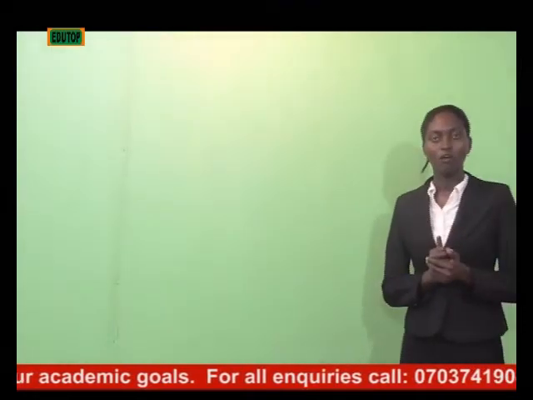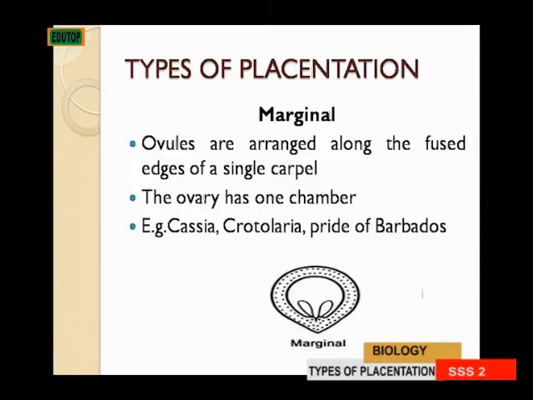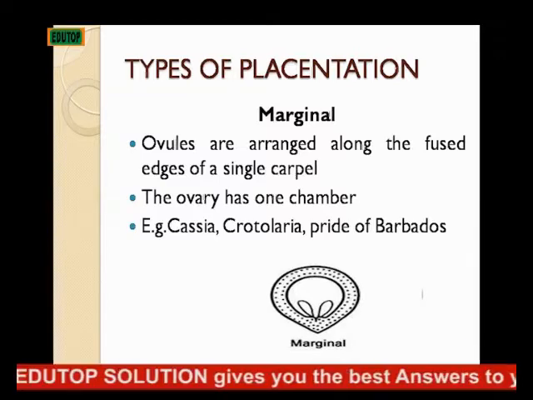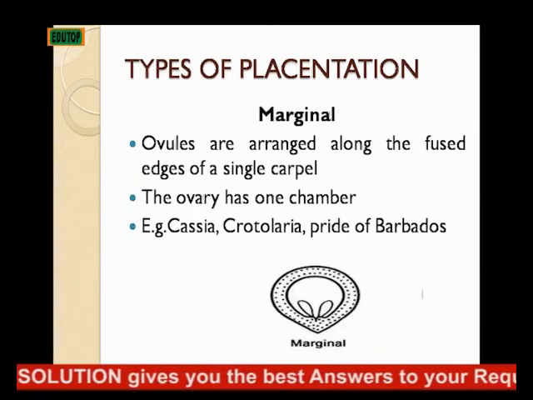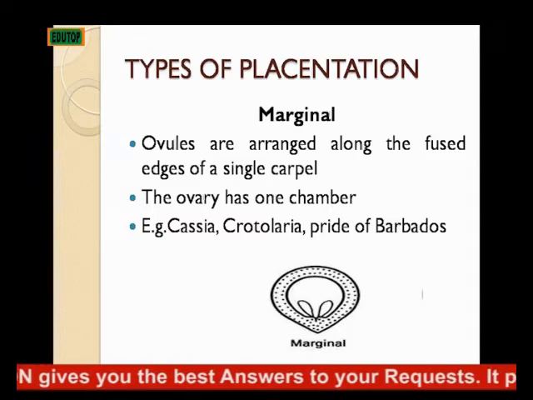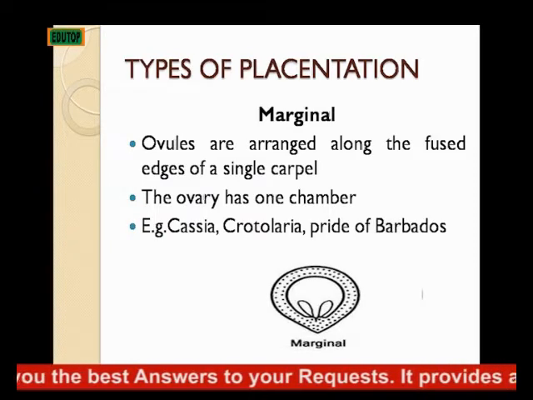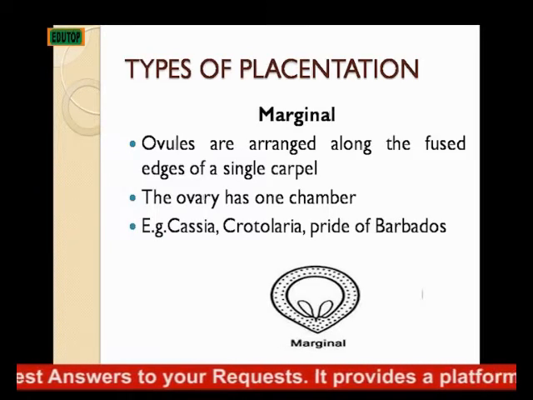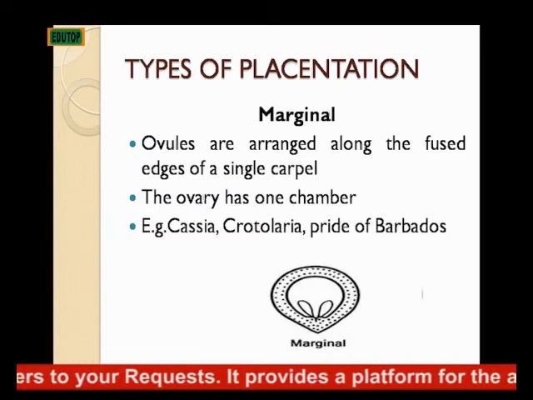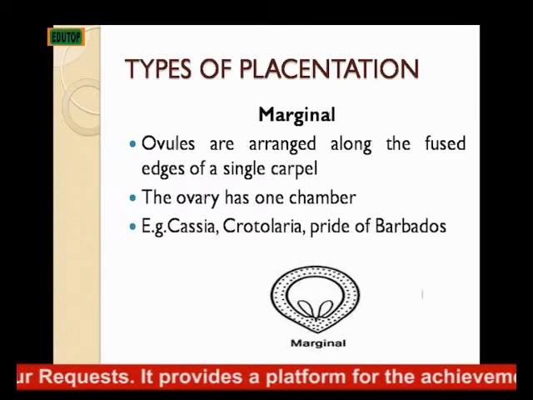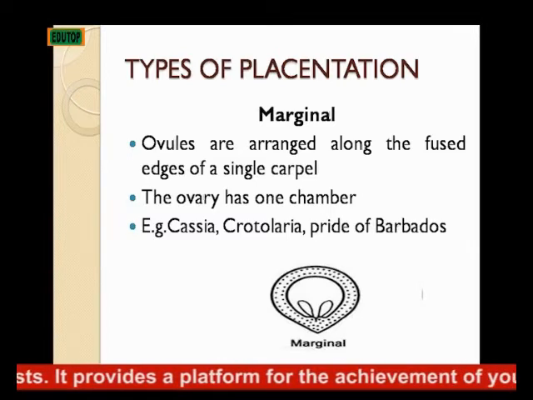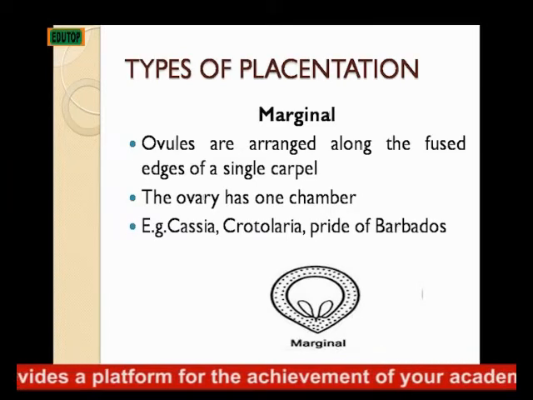The various types of placentation, we'll be looking at them one by one. The first we'll be considering is marginal. In marginal placentation, the ovules are arranged along the fused edges of a single carpel. Then the ovary has one chamber. This is the diagrammatic representation of the placentation.